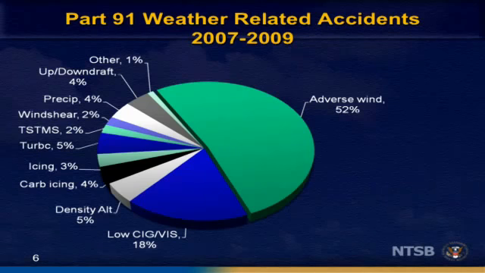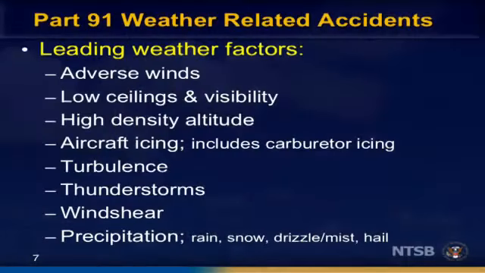Look at the main cause of our accidents, though. Winds, adverse winds. Yeah, scrape a wingtip, cause some structural damage maybe. Majority of the time, people walking away from those accidents. Majority of the time. We start looking at low ceilings and visibility. Again, significant impact, about 18 to 20%. Density altitude, carburetor icing, structural icing, turbulence, thunderstorms, wind shear. These are our main enemies.